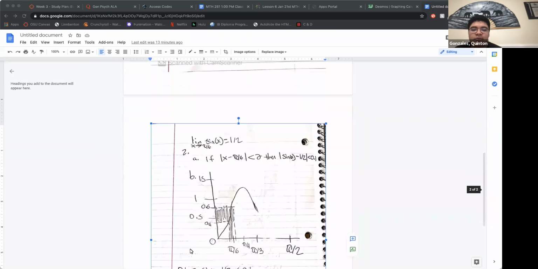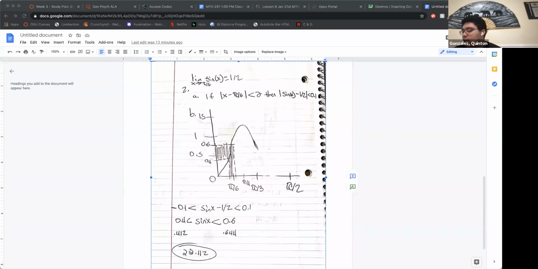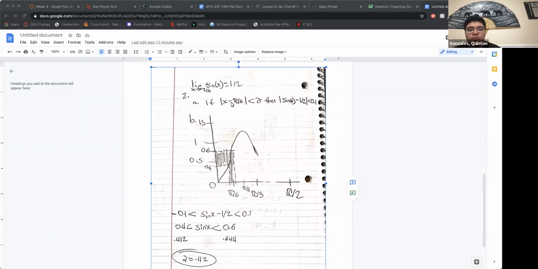All right, moving on to number two. Okay, and then 2a is the easy one. We're just filling in values. We have if the absolute value of x minus pi over 6 is less than delta, then the absolute value of sine of x minus 1/2 is less than 0.1.